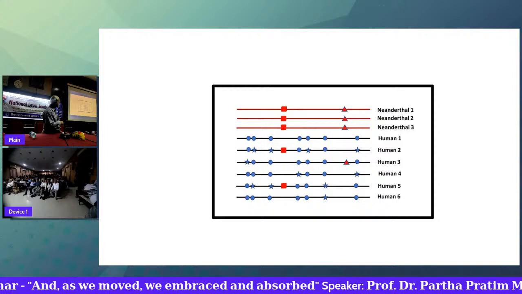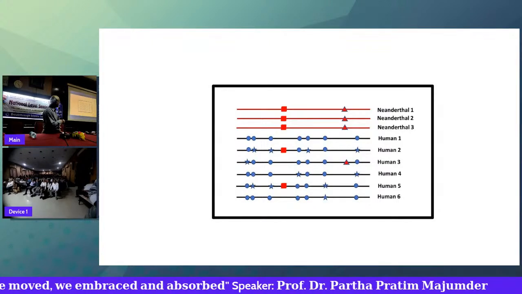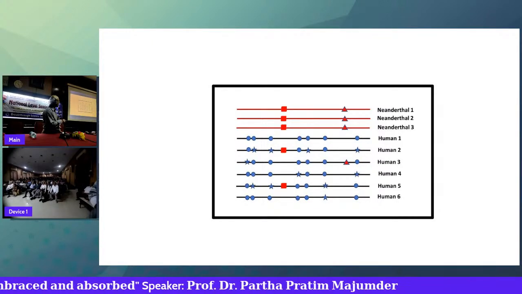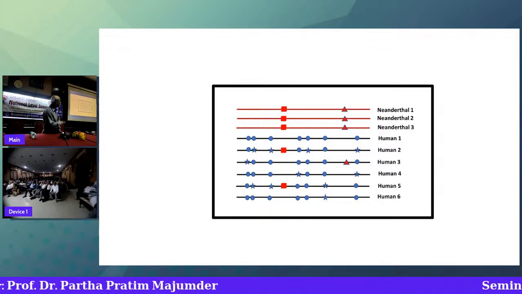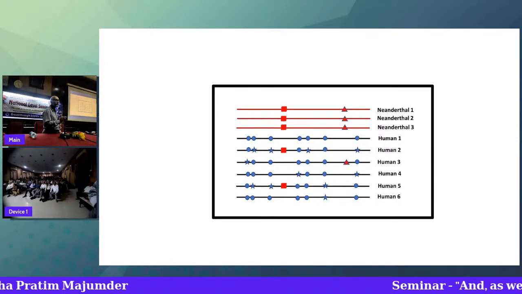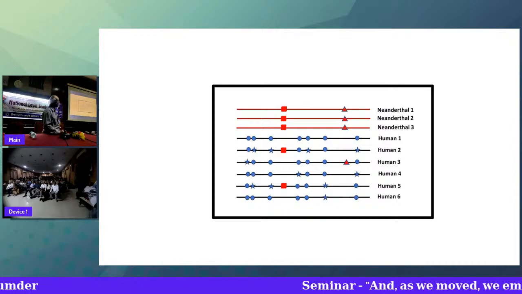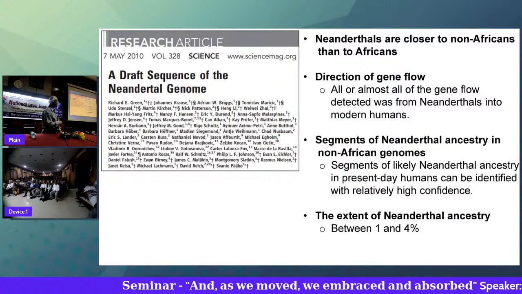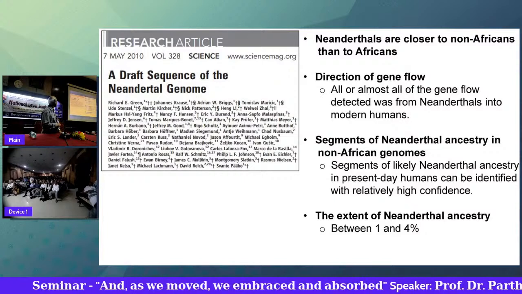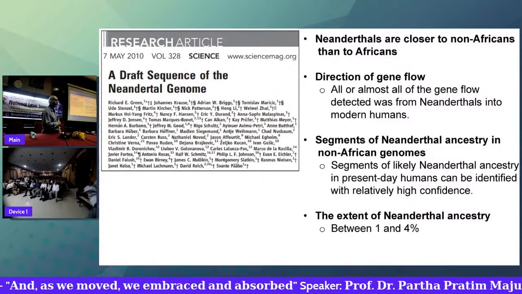But there are a few humans who also have these specific positions that actually belong to the Neanderthals, and they also are available in some human DNA. Why is it so, and what's the interpretation of this? We'll come to that in a minute. So he was able to produce the draft sequence of the Neanderthal genome, and that was in 2010.